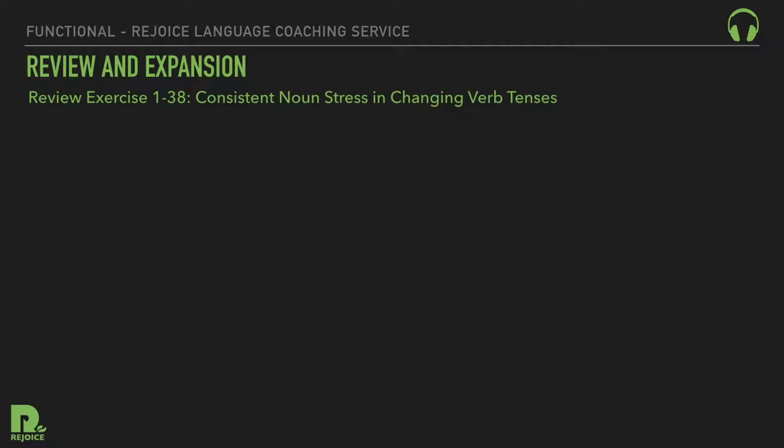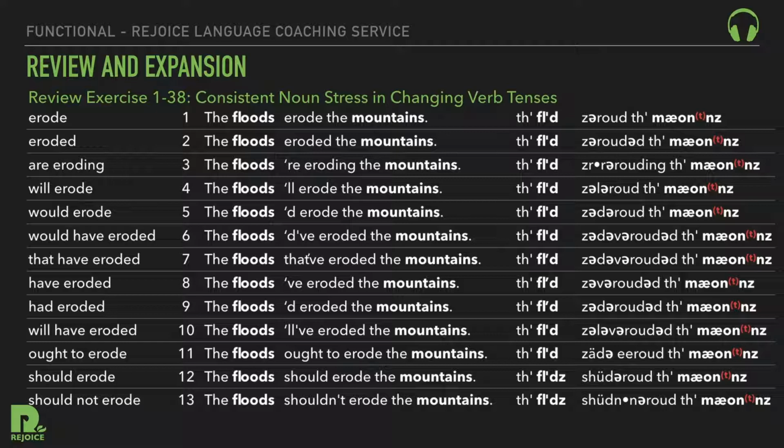Review exercise 138, consistent noun stress and changing verb tenses. 1. The floods erode the mountains. 2. The floods eroded the mountains. 3. The floods are eroding the mountains. 4. The floods will erode the mountains. 5. The floods that erode the mountains. 6. The floods that have eroded the mountains.